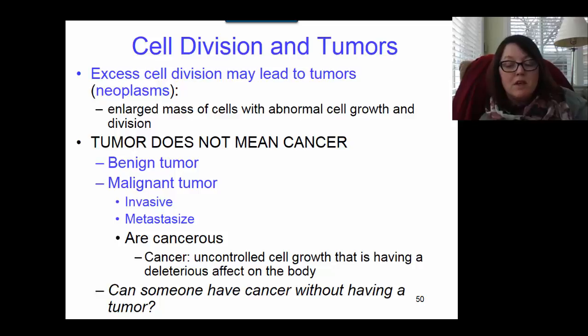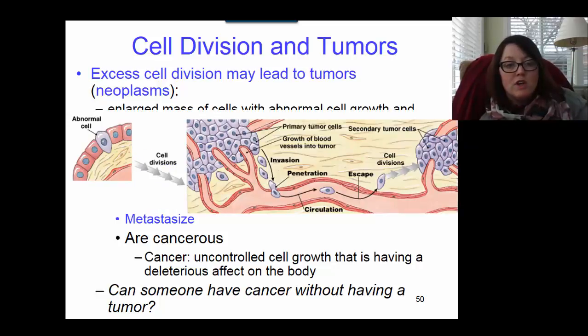And some tumors metastasize. Right? And what that means is that they actually shed cells. That's what we see here in this picture. We're starting off with an abnormal cell that undergoes multiple cell divisions, creating a primary tumor. And then the cells from the primary tumor are shed into the bloodstream, travel to a new location, and then start forming a secondary tumor. So that's the process of metastasis. It's the spreading of cancer ultimately.